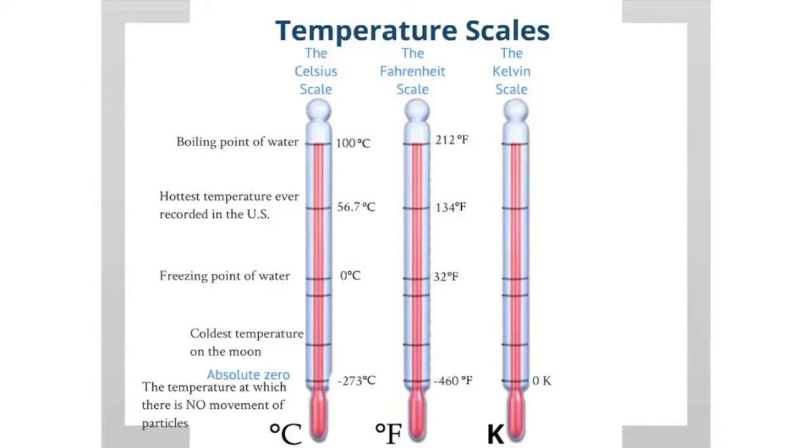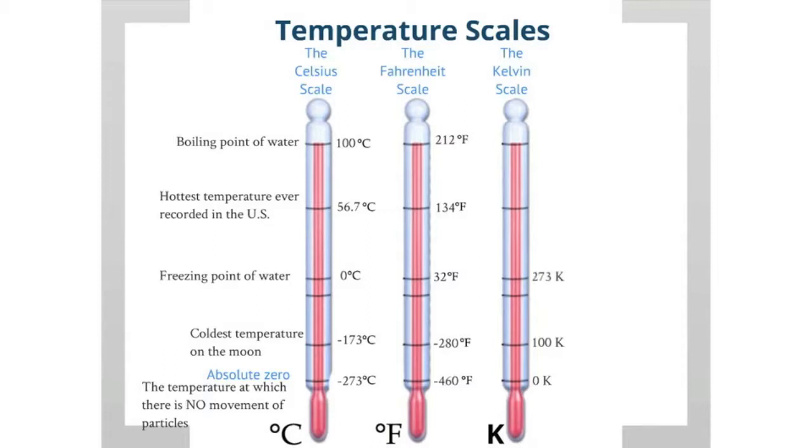Absolute zero is that temperature where there is no movement of particles. Now, the coldest temperature that has been recorded on the moon is 100 K. In order for you to get a frame of reference, 100 K is equal to negative 173 degrees Celsius, so it's extremely cold, and negative 280 degrees Fahrenheit. So that is how cold 100 K is.